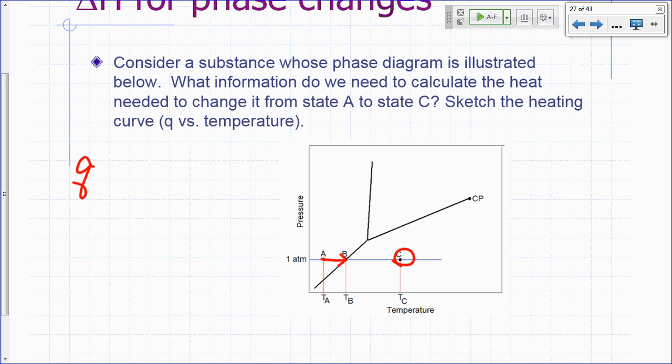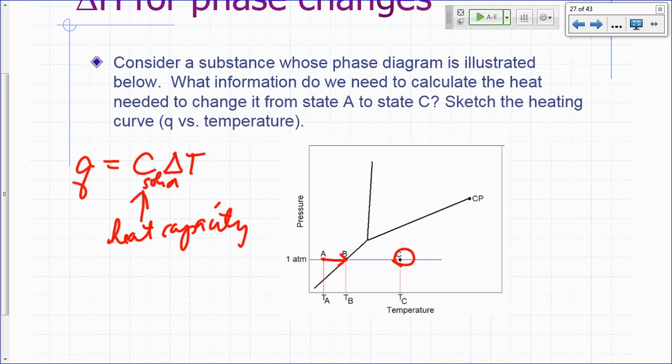Q for no phase change, just temperature change, is the formula for Q if the only thing happening is a temperature change. It's C delta T, right? C of the solid. What do you call C? Heat capacity, right? Of course, chances are if you look that up, it's given to you per mole, so you have to multiply the per mole value by the actual number of moles.